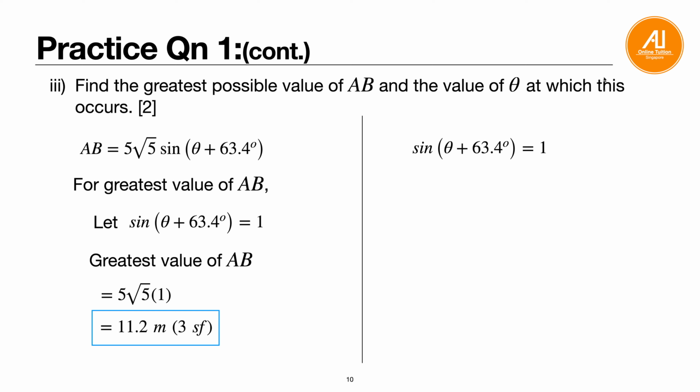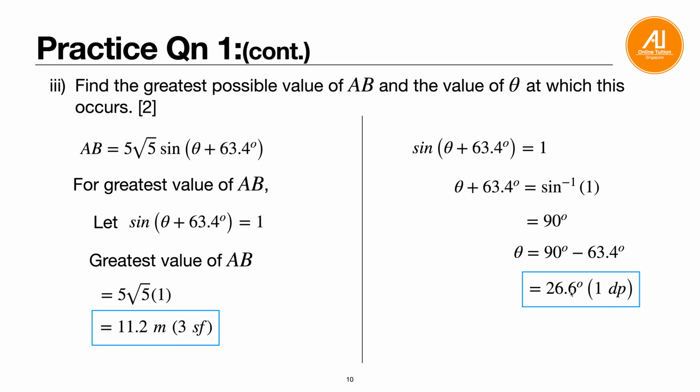Next, find the theta. Don't forget, sine of theta plus 63.4 equals to 1. Sine inverse of 1 is just 90 degrees. So theta will just be 26.6 degrees, 1 dp.